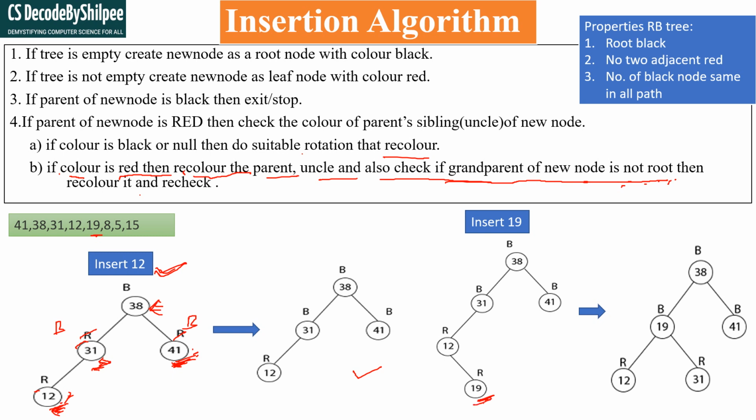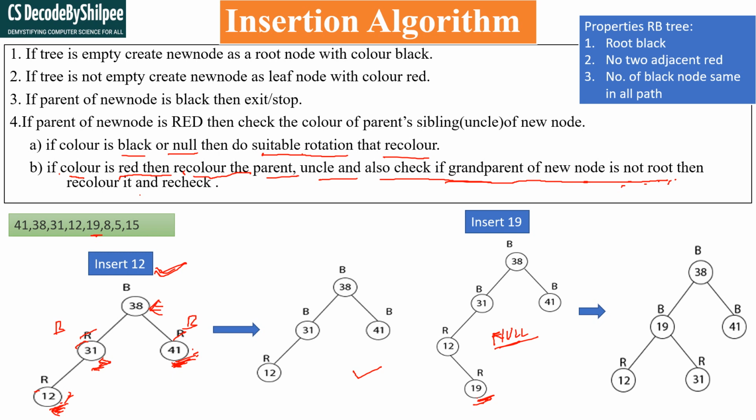So in this situation, what will you check? You check the uncle color. So uncle is here. There is no uncle. Here uncle is null. So if the uncle is black or null, then you perform suitable rotation and recolor. I have already explained in the previous slide how you perform rotation and how you perform the recolor.